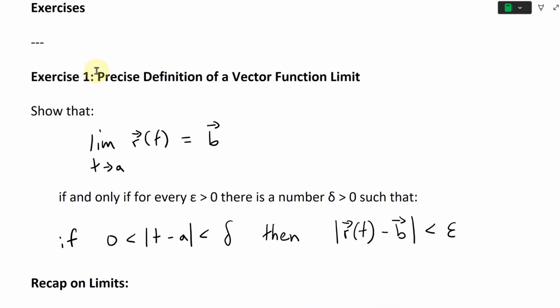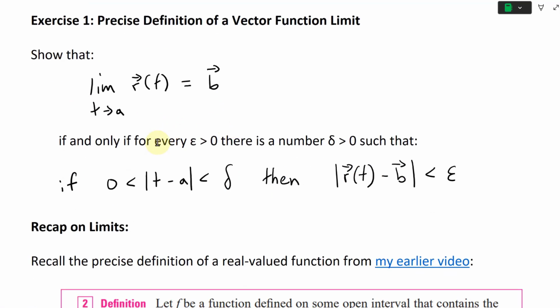Exercise 1, and this is on the precise definition of a vector function limit. We're asked to show that the limit as t approaches a of the vector function r of t is equal to the vector b if and only if for every epsilon greater than 0, there is a number delta greater than 0, such that if the absolute value of t minus a is greater than 0 and less than delta, then the norm of the difference between the vector function r of t and the vector b is less than epsilon.